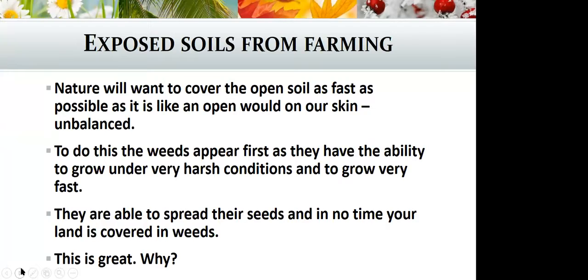So what happens to do this, the weeds appear first as they have the ability to grow under very harsh conditions and to grow very fast. We know how fast the weeds grow. We can plow up a piece of land and within a few days you've got the weeds coming up and growing already. They're able to spread their seeds very quickly because they grow so fast, and in no time your whole land is covered in weeds, or your whole garden bed is covered in weeds. And this is fantastic, as you will see later on.